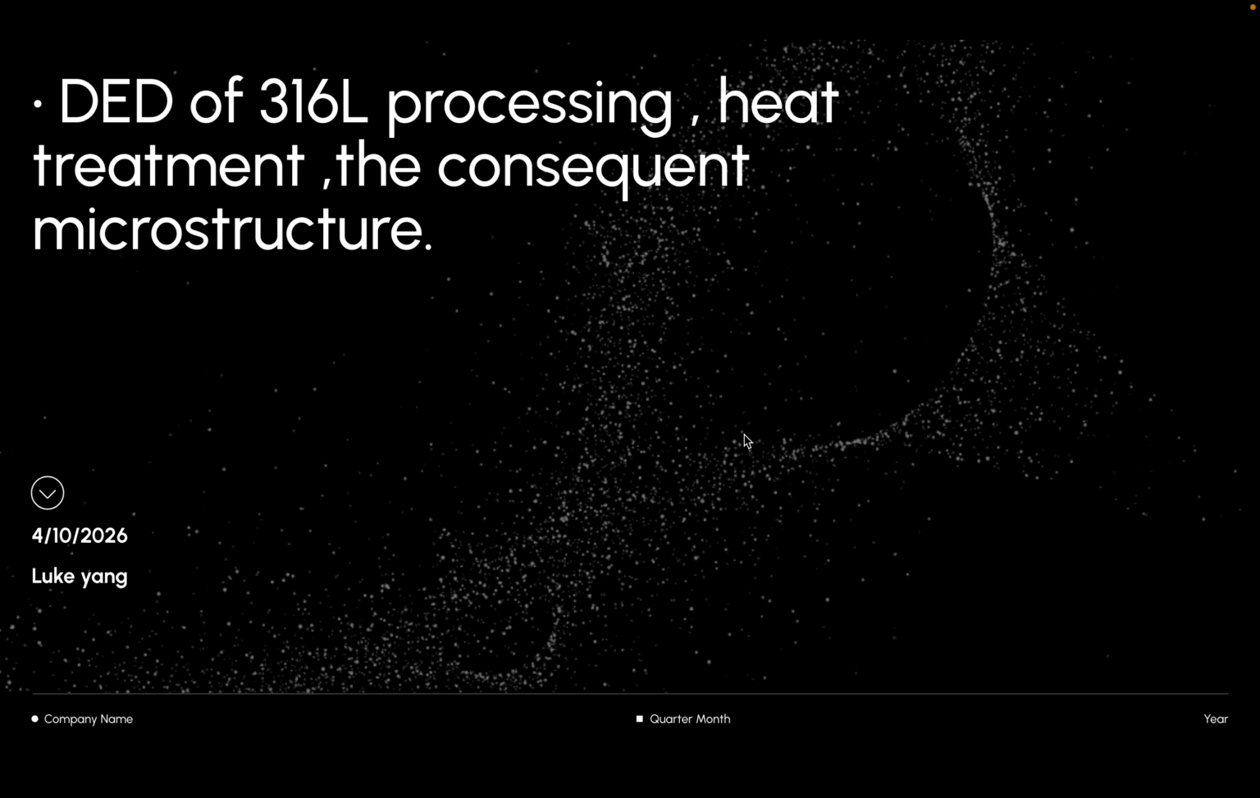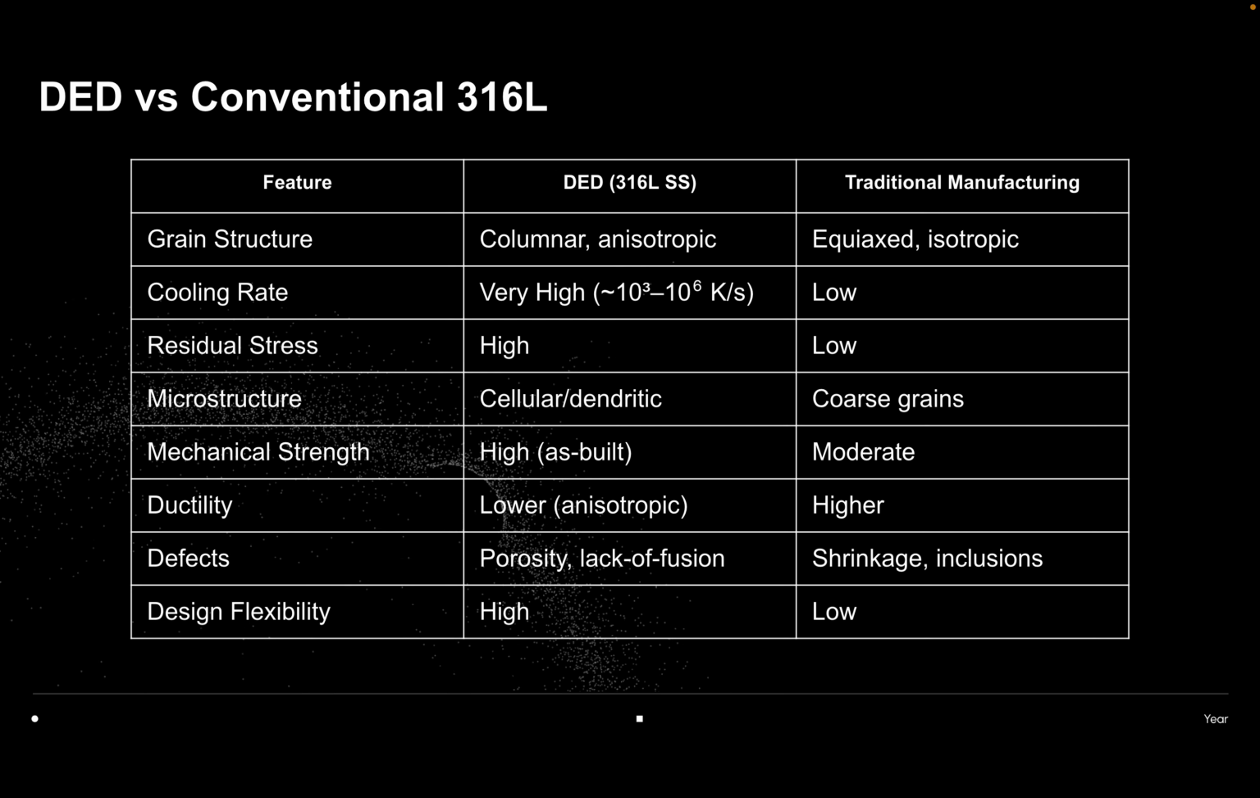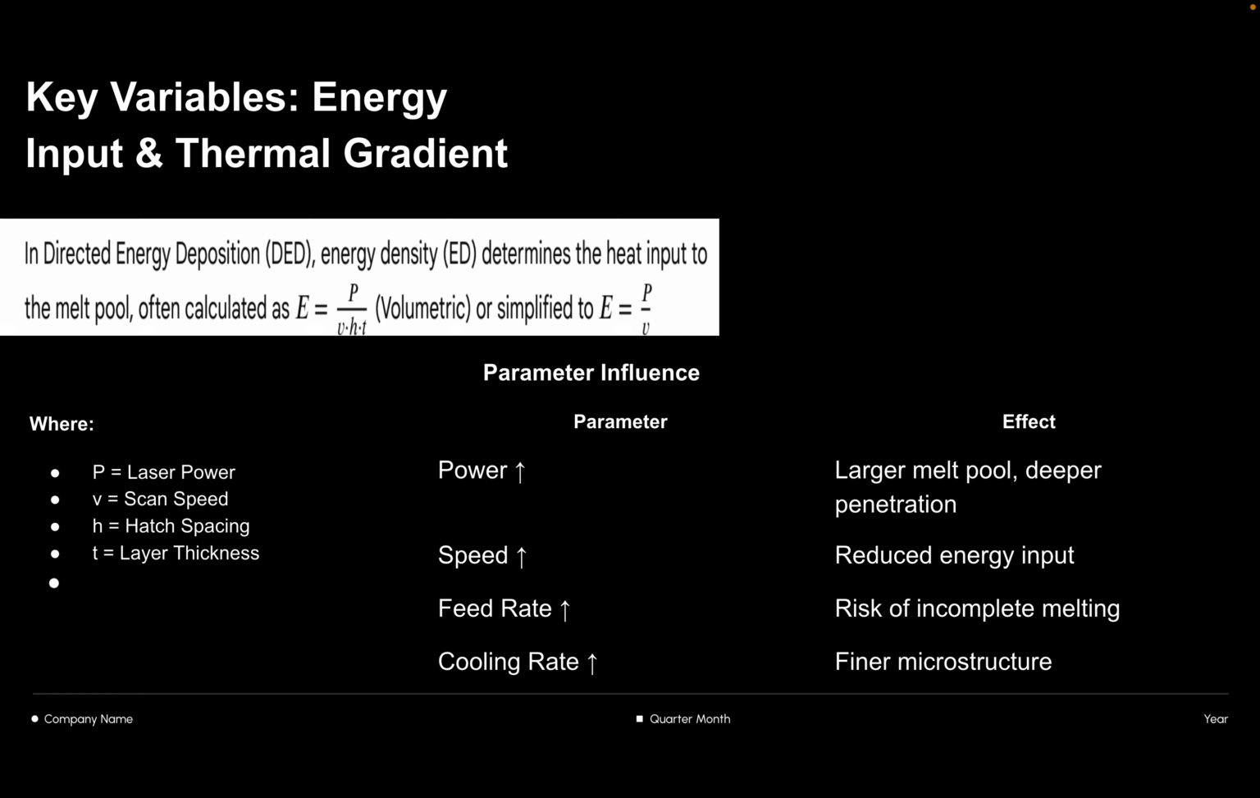Of 316L processing, heat treatment, and the consequent microstructure. Compared to conventional manufacturing, DED introduces extremely high cooling rates and directional solidification, leading to anisotropic microstructures. This is fundamentally a non-equilibrium solidification process, unlike traditional metallurgy.